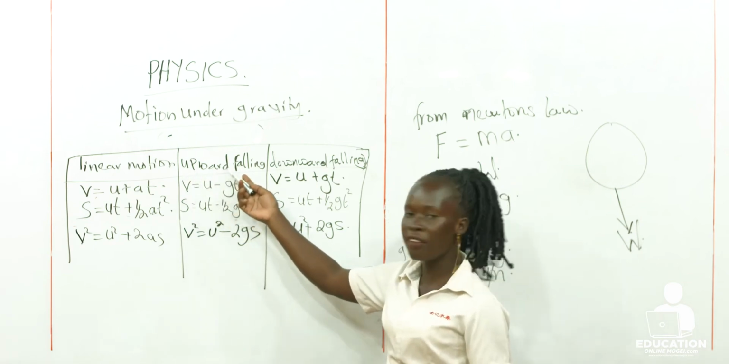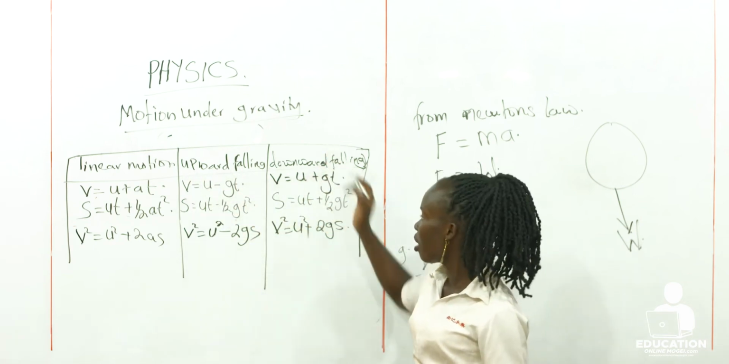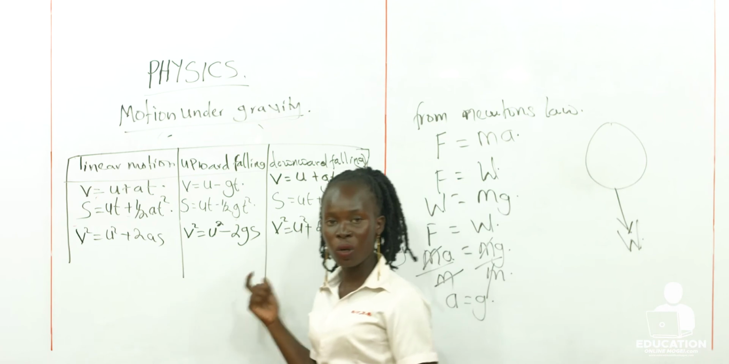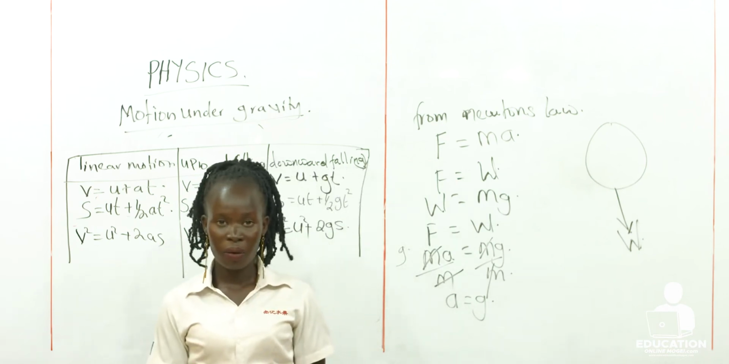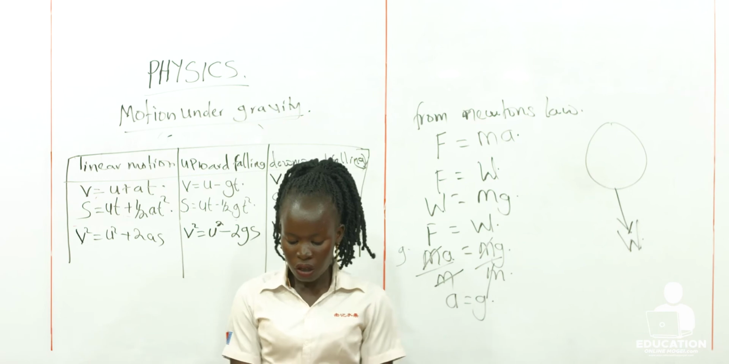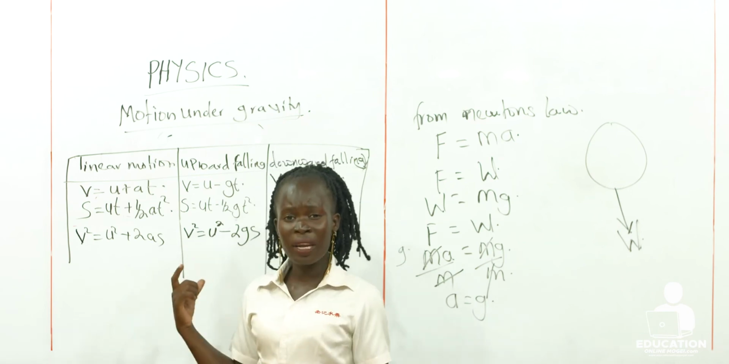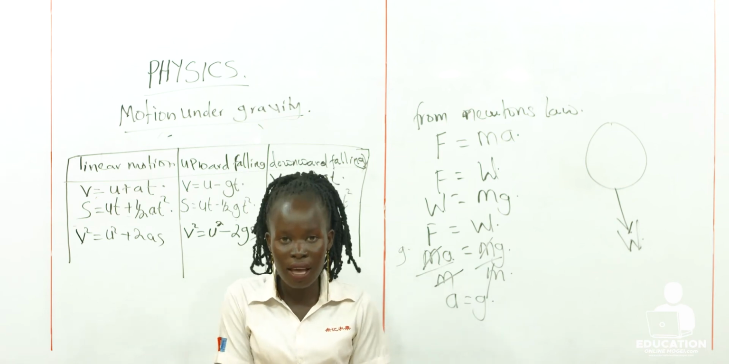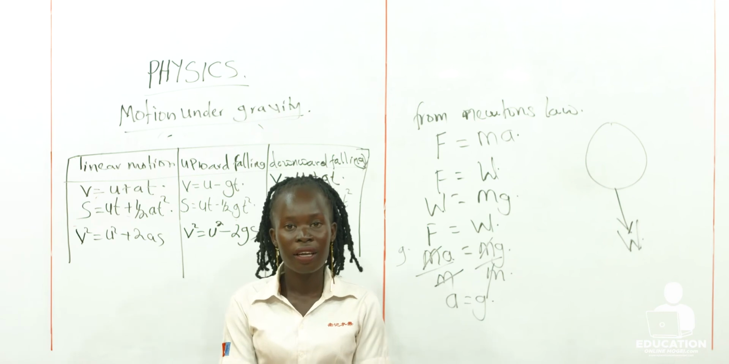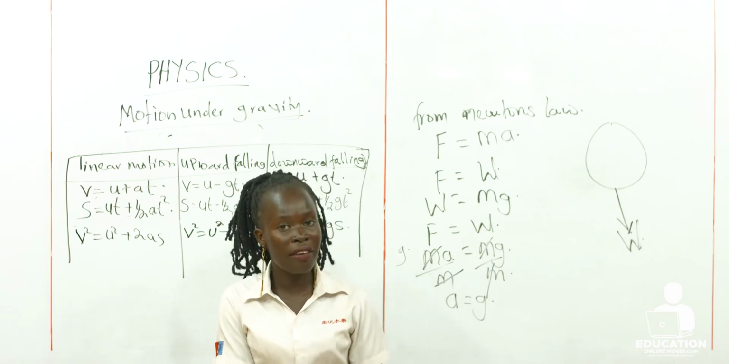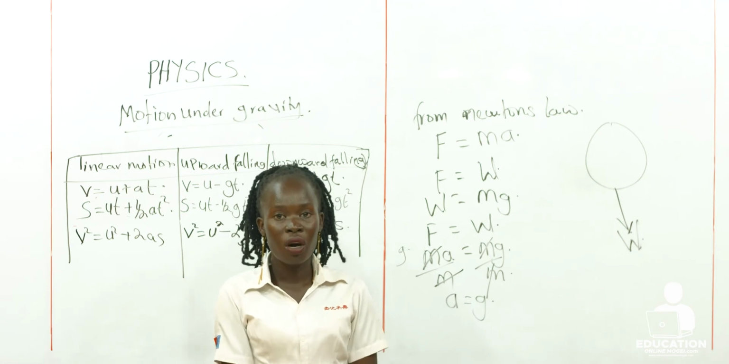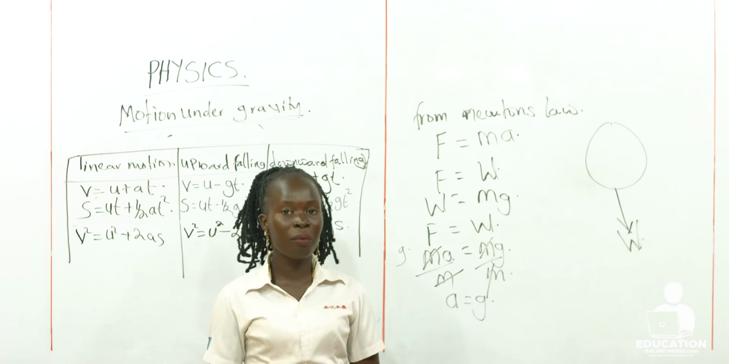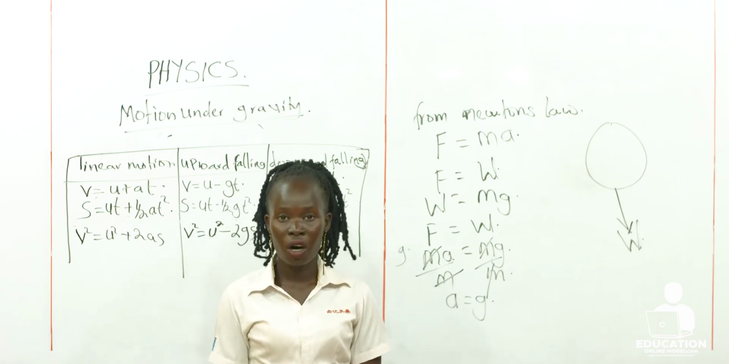We are saying upward falling, and then there is the downward falling. So you should always be keen about the direction in which the body is moving, whether it's upwards or downwards. This one applies for a body where the air resistance and friction are negligible. Air resistance is the opposition of motion in space by air, while friction is the opposition of motion between two objects.